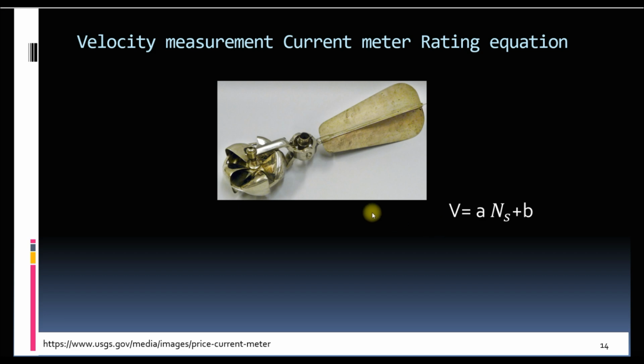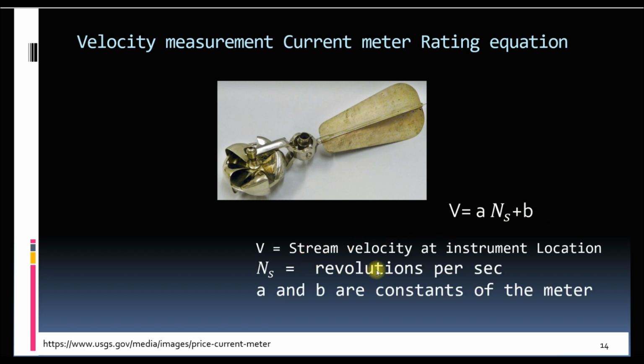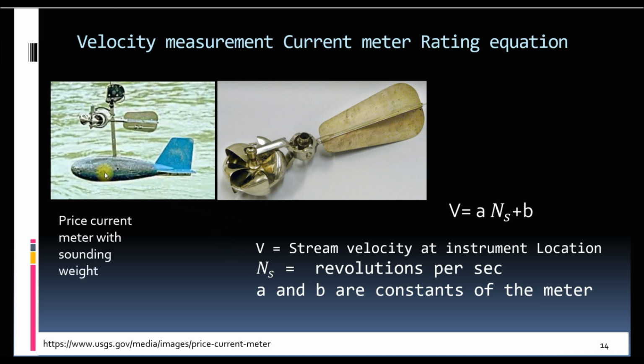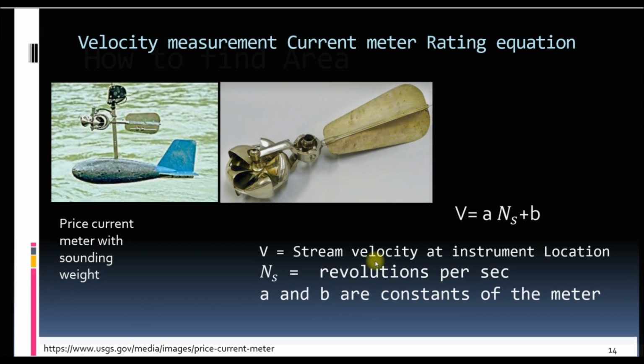By calibrating a current meter, we can find stream velocity V at the instrument location by using a rating equation that is of the type V = a Ns + b. Ns is rotations per second, a and b are constants of the meter. A weight is normally attached to the bottom of a rod carrying the current meter to stabilize it, as shown here. So now we have taken care of vertical velocity distribution and the velocity variation along the width.